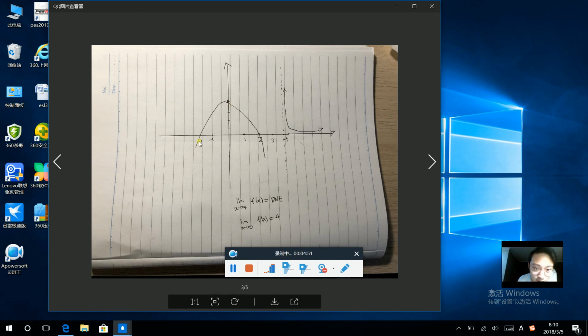We can see that from the preceding and the following, from the left to the right to the point, and from the right to the left to the point, both sides are trying to get close to the point 4. So by the time x approaches 0, the y value should be 4. Nonetheless, let's go to the right side. If x approaches 4 over here.